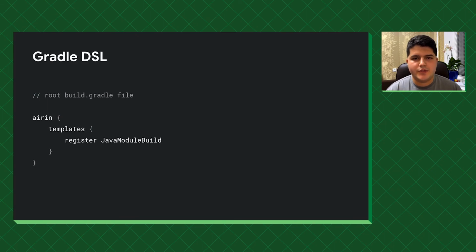And finally, we just need to register this template provider in our project. And this can be done in the root build.gradle file using the DSL that Airin provides. So we can register this template provider, and we can register many more. So for example, we can have a specific template for workspace files, and we can have them as many as we have different types of modules in our project.